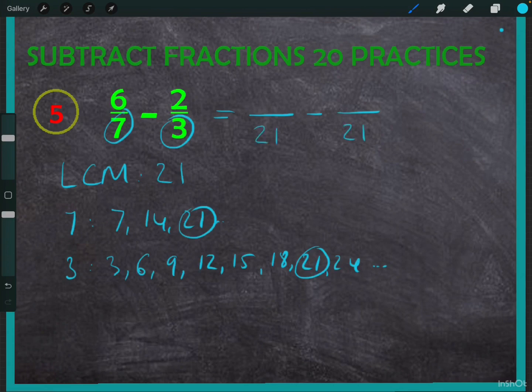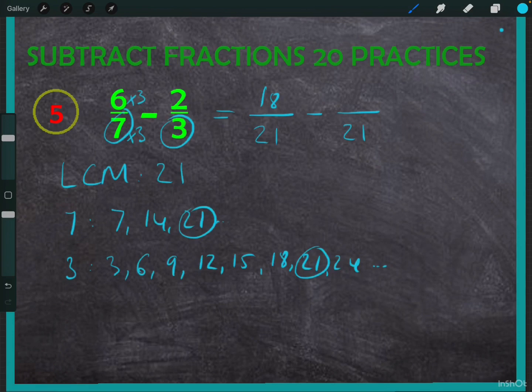So for the first fraction, from 7 to get to 21, we must times 3. And when we times 3 to 7, we must times 3 to 6. So 3 times 6 is 18. 18 over 21 is an equivalent fraction to 6 over 7.